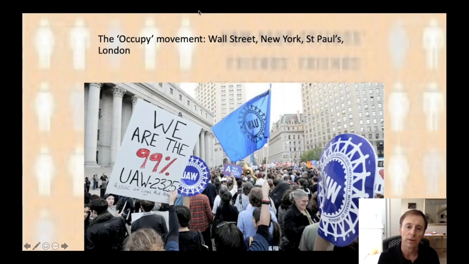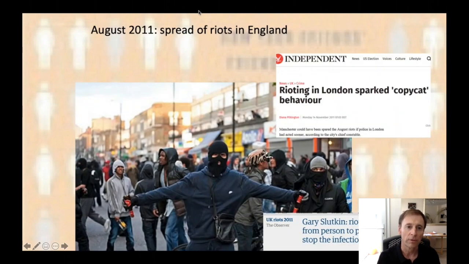A third was the Occupy movement, which began in Wall Street, New York, which spread to other cities across the United States and across the world, including, if you remember, outside St. Paul's Cathedral in London. And the fourth is the one I'm going to focus on in this lecture, which is the spread of riots in England in August of that year. Now, each of these collective events, to various degrees, was described as a contagion.